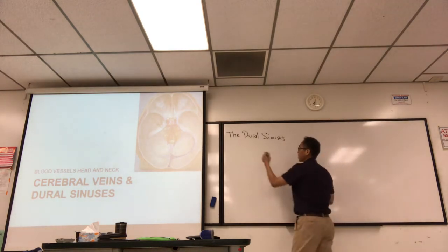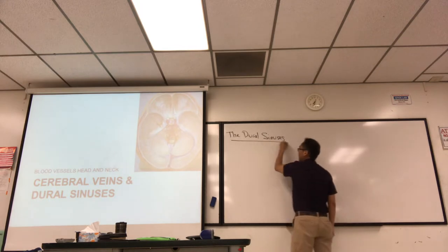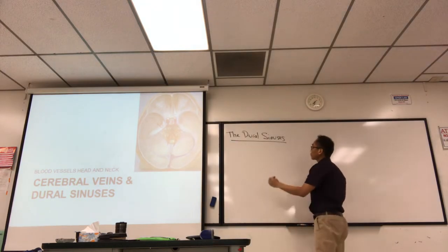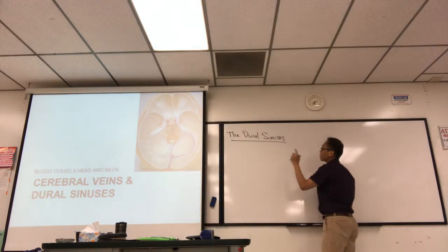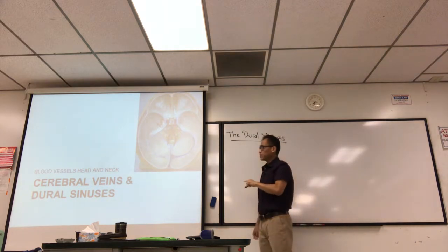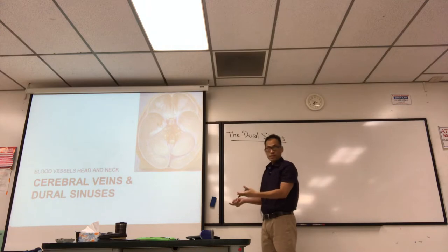Going to finish the lecture on the blood vessels, the anatomy of the blood vessels. We'll finish the head and neck and go into the upper limb and lower limb. So the dural sinuses basically function as veins and they drain the brain.